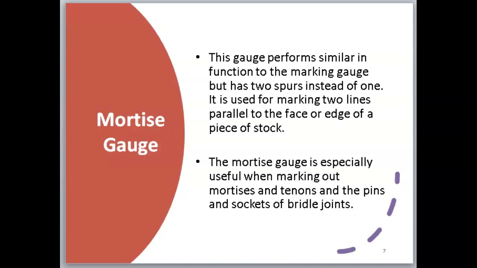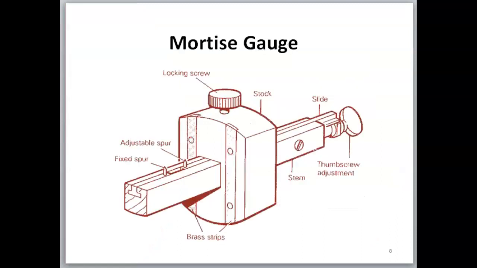Now let's look at the mortise gauge. This gauge performs similar in function to the marking gauge, but instead of one spur, it has two spurs. It is used for marking two lines, as opposed to one, that are parallel to the face or edge of a piece of stock. The mortise gauge is especially useful when marking out mortises and tenons and the pins and sockets of bridle joints. Here's a typical diagram showing the mortise gauge.